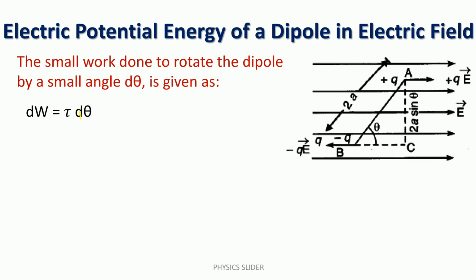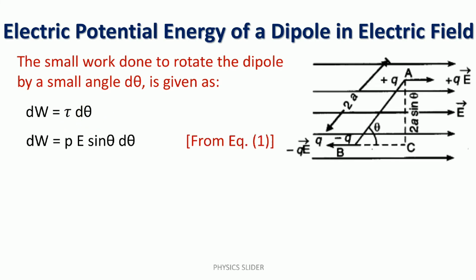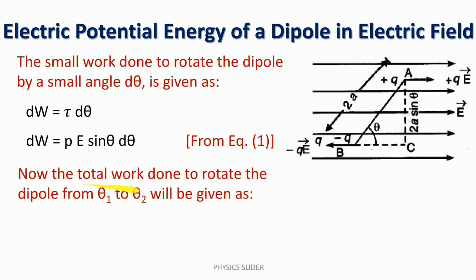Now put the value of tau from equation 1, which is Pe sine theta. dw is equal to Pe sine theta d theta. This is the small work done for the small angular displacement. Now the total work done to rotate the dipole from theta 1 to theta 2 will be given as this: integration 0 to w of dw is equal to integration theta 1 to theta 2 of Pe sine theta d theta.